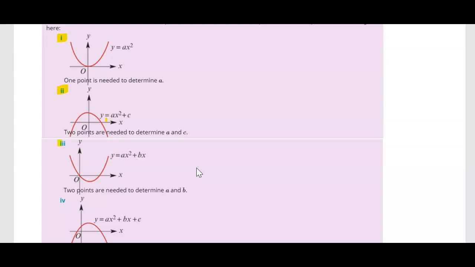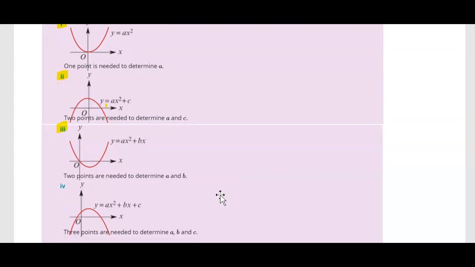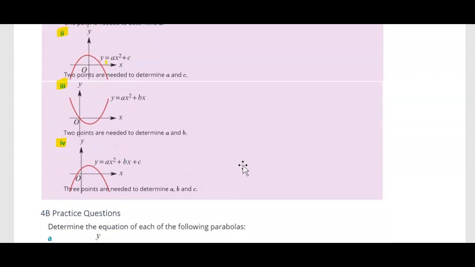Part 3, here we have both a horizontal and a vertical shift. We can just substitute in x and y into here. One of the points is going through the origin though, so don't put in 0, 0 because you're not going to get the value there. Just substitute in another point. And then part 4, we need 3 points. This time we're not passing through the origin, so you need 3 points to find a, b, and c.